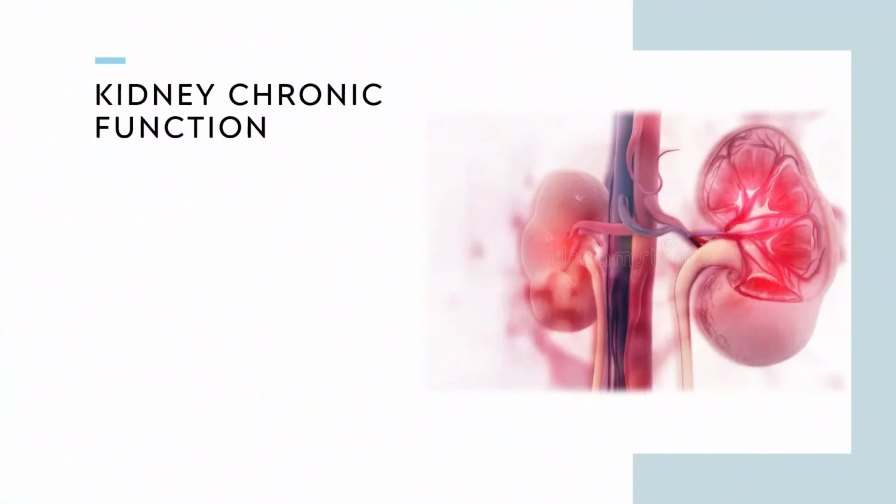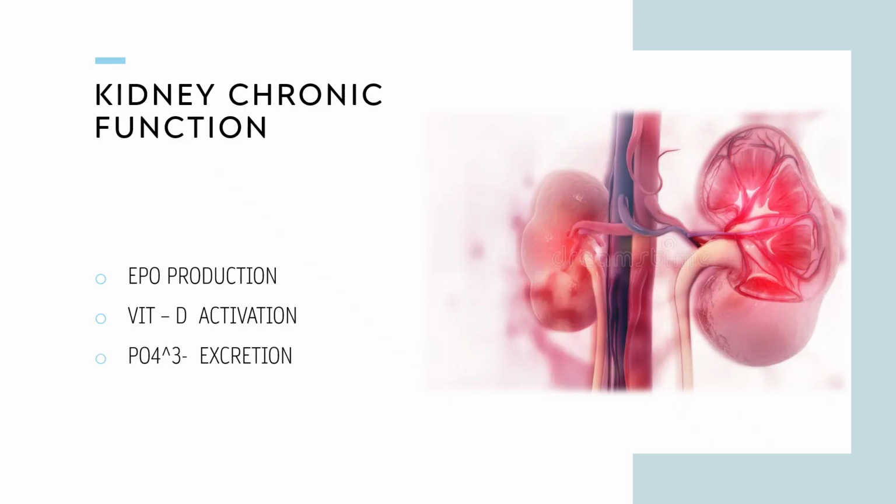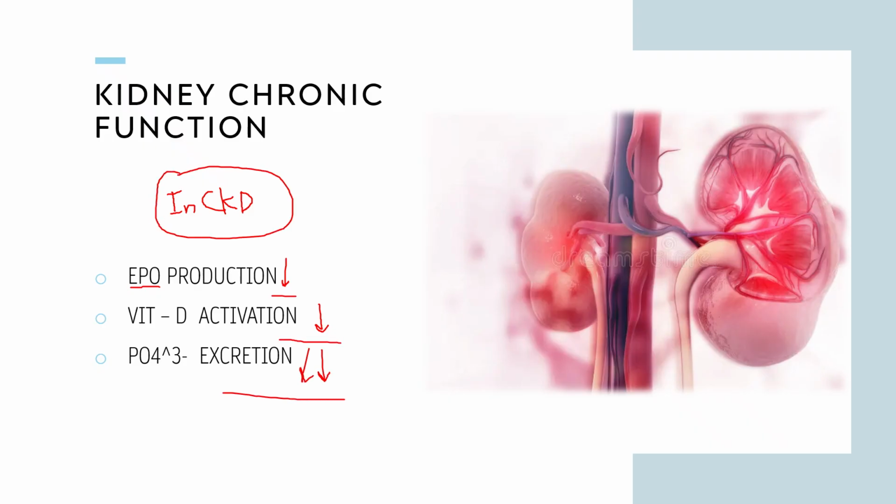So we need to know the chronic kidney function first of all. First one is erythropoietin production, vitamin D activation, and phosphate excretion. These are very important functions of the kidney. And if CKD occurs, erythropoietin production reduces, vitamin D activation reduces, and phosphate excretion obviously will reduce.